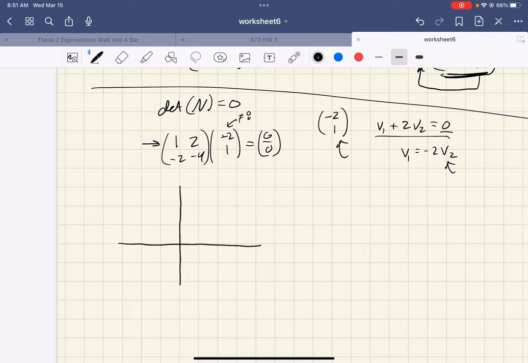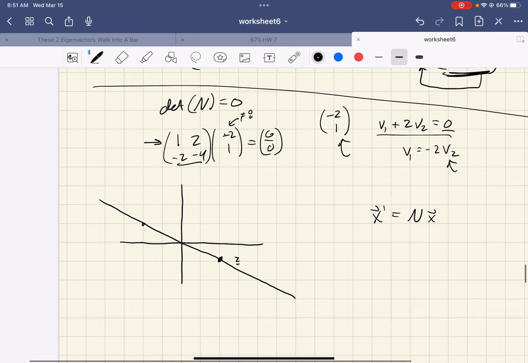This is moving to the left 2 units and up 1, or moving to the right 2 units and down 1. So here we are, and there it is. This whole line, everything on this line gets sent to 0 by the matrix N. Now if we think about the motion equation, we have that x prime is equal to Nx, and if x lies on this line, for example this spot here, this is 2, negative 1. Notice that lies on this line, you just had to multiply by negative 1 in both entries. That'll make it positive 2 and negative 1.